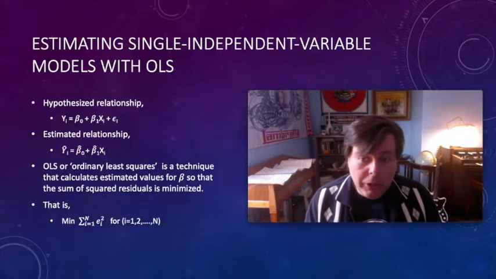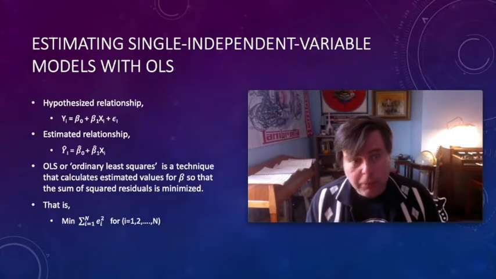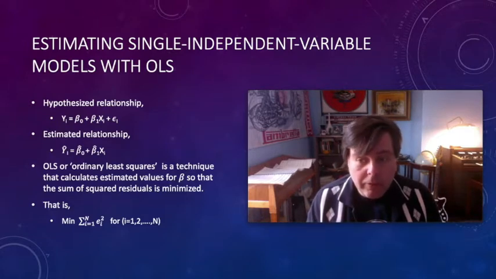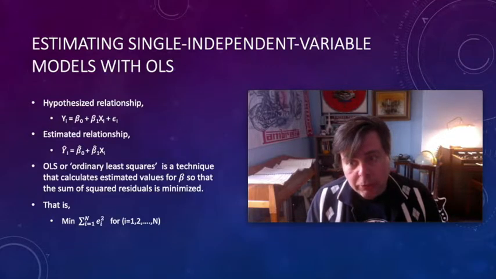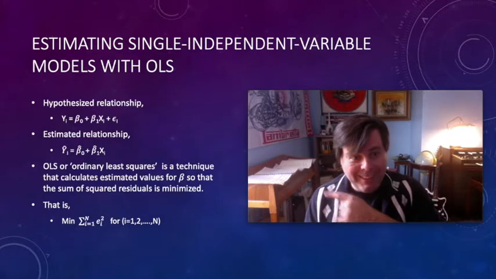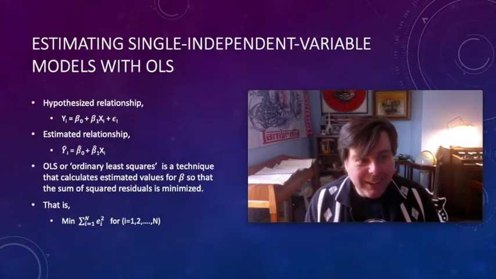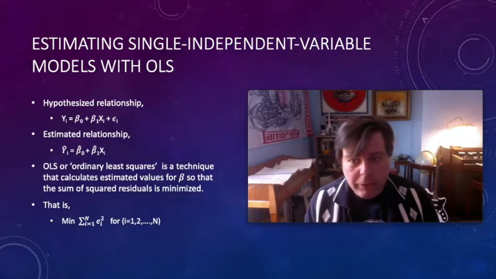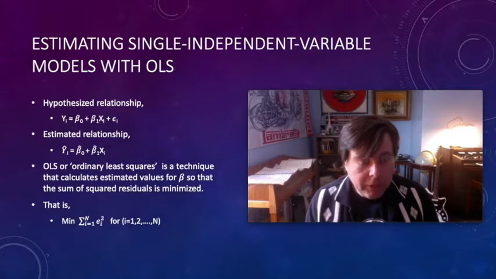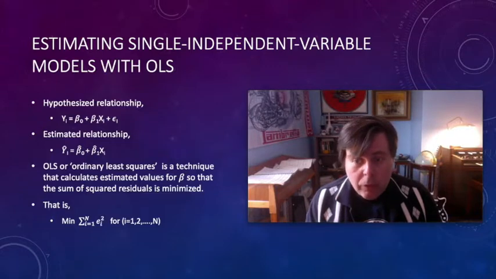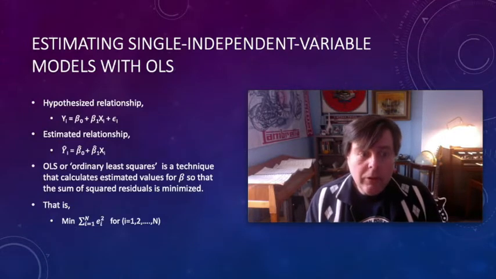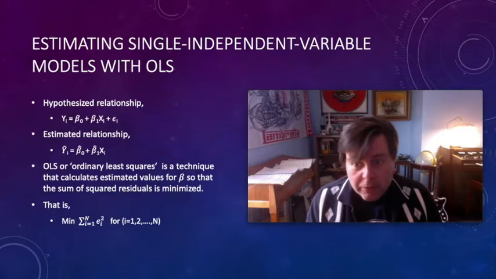From this, we use regression analysis to estimate a relationship between the independent variable and the dependent variable. We notate that estimated relationship with the little hats over there. Y hat, okay? And that should be a lowercase i, it's a typo there, not an uppercase I next to the Y. Okay, so the method that we're going to be discussing today is called ordinary least squares, or OLS for short. And this is a technique that calculates the estimated values for those betas so that the sum of squared residuals is minimized.